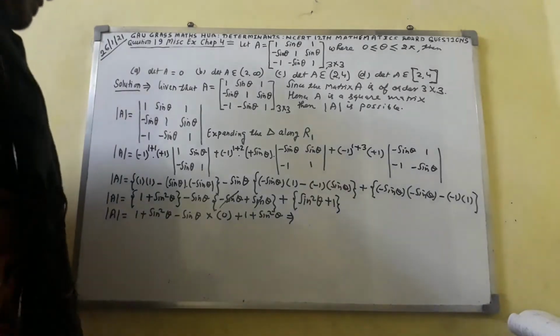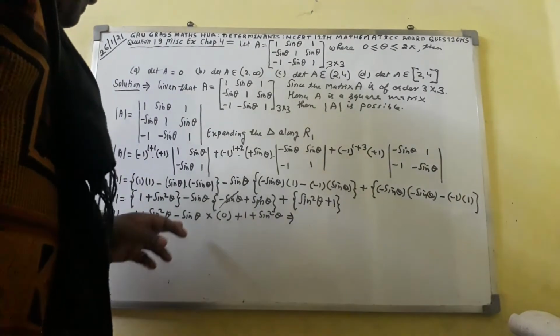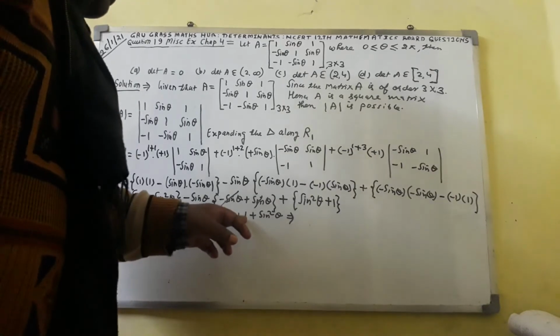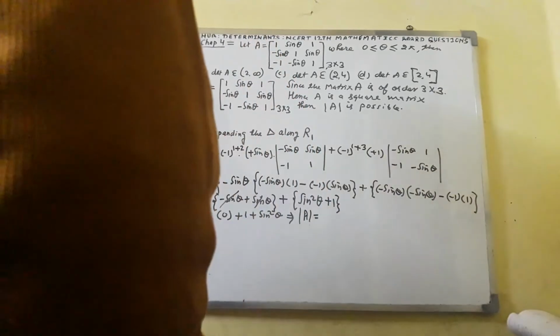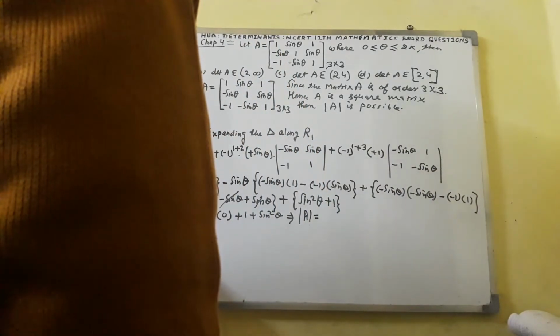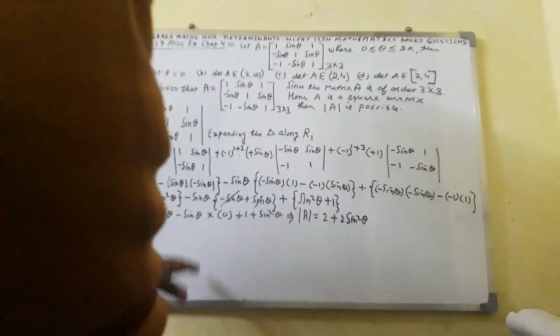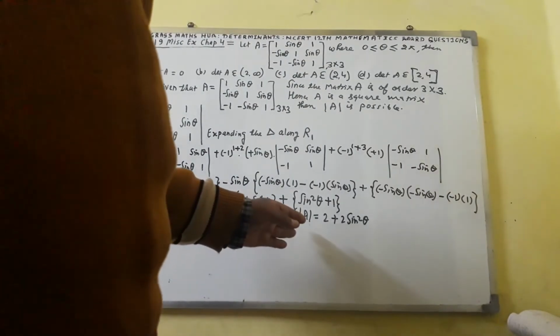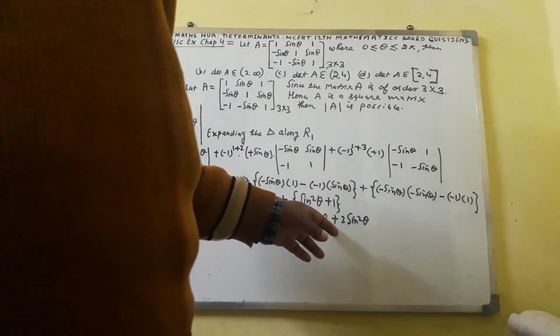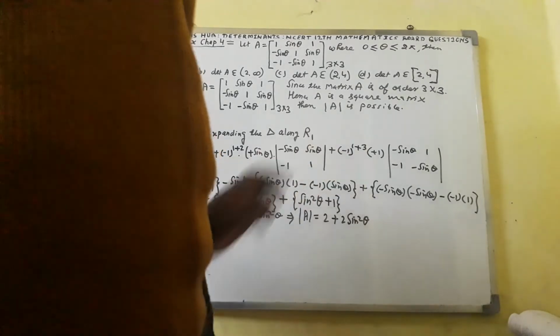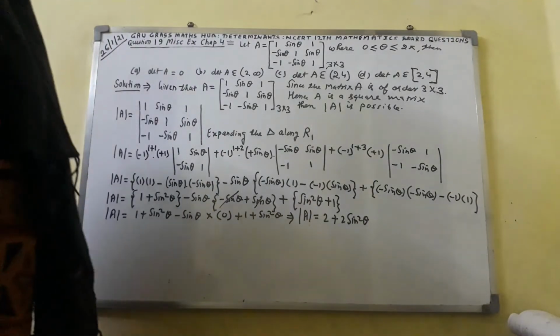Implied that here 1 plus sine square theta minus sine theta multiply to 0 plus 1 plus sine square theta. It comes out to here determinant of matrix A comes out to here plus 1 will be added to plus 1. Here will be 2 plus sine square theta comes out to here 2 sine square theta. Here you will get this one, you will get 0. Now here we have got determinant of matrix A equal to 2 plus 2 times sine square theta. This thing we have got.